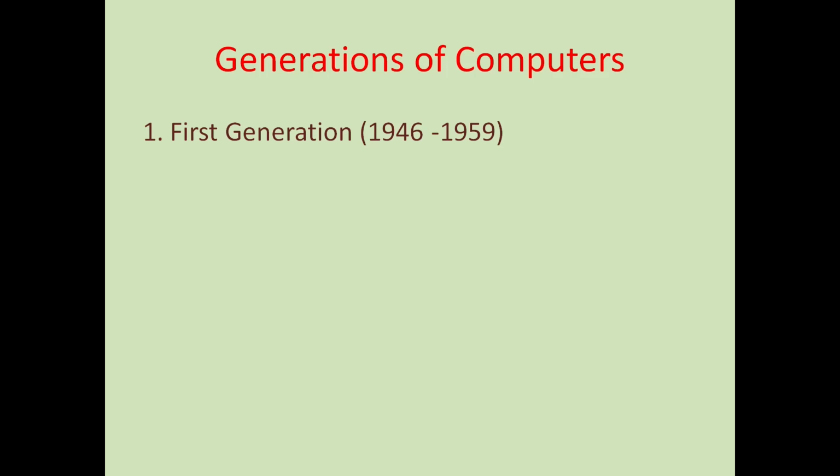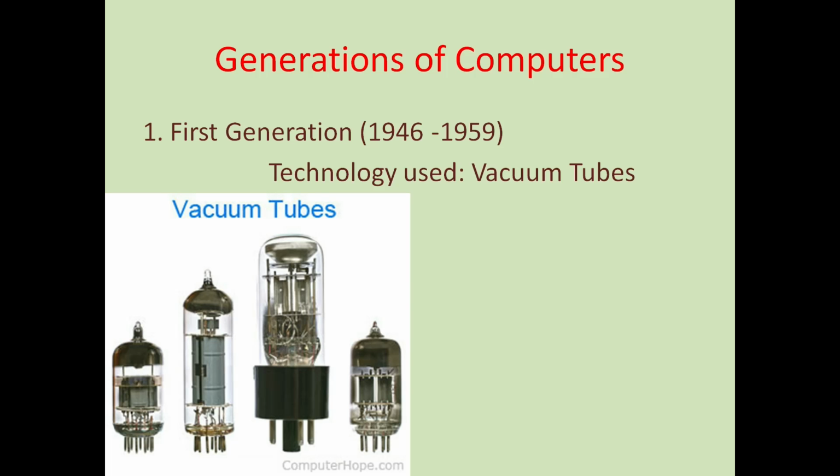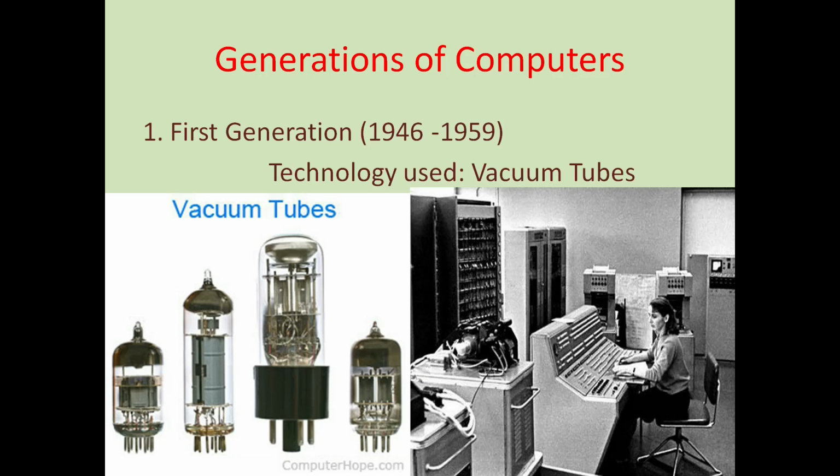The time period approximately ranges from 1946 to 1959. The technology that was used was vacuum tubes. The first image is that of vacuum tubes and the second image is that of a first generation computer. From the image we can see that the first generation computers were very huge or enormous, almost taking up an entire room. Due to their huge size, they used to consume a great deal of electricity, making them very expensive to operate. Also, they used to generate a lot of heat, which was the main cause of malfunction among these computers.